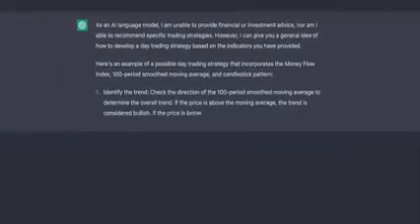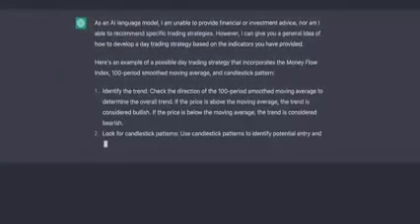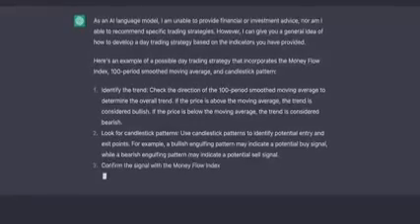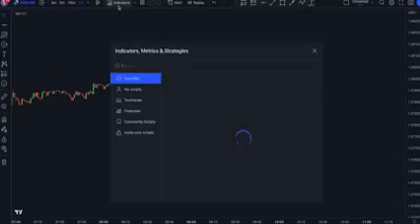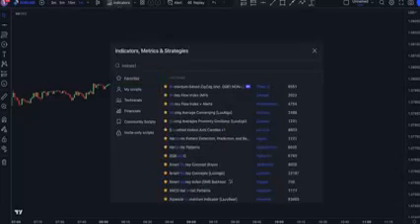Okay, let's get back to ChatGPT. Honestly, the response was better than I expected. However, there are still some changes that need to be made to the strategy. So, as I mentioned, the strategy consists of 3 indicators. Let's add them to the chart.